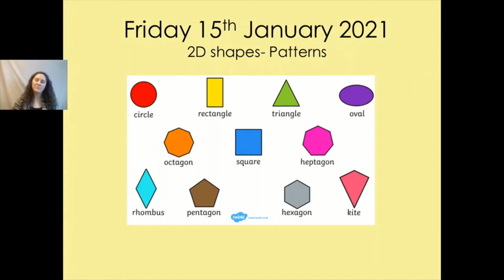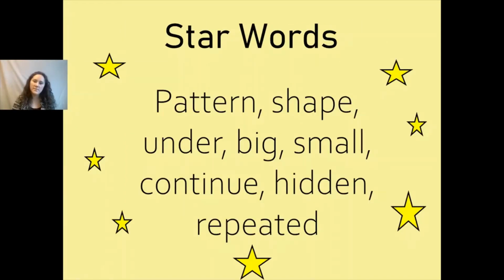Hello everyone! Today we are going to be continuing to look at 2D shapes, but seeing what patterns we can make using these 2D shapes. Our star words of today are pattern, shape, under, big, small, continue, hidden and repeated. Repeated means something that happens again and again in the same way. See if you can use any of these star words throughout the lesson today.